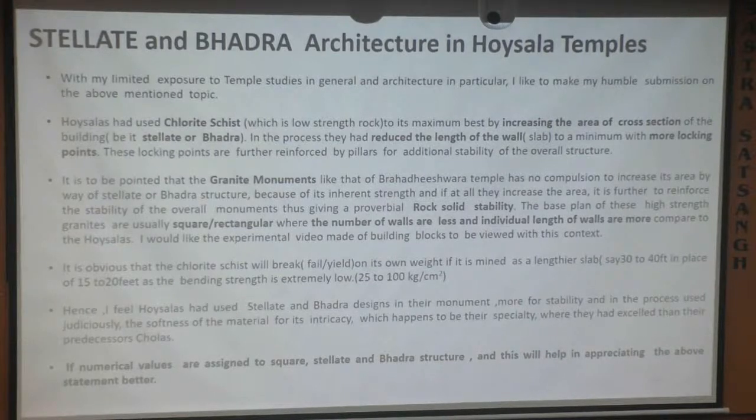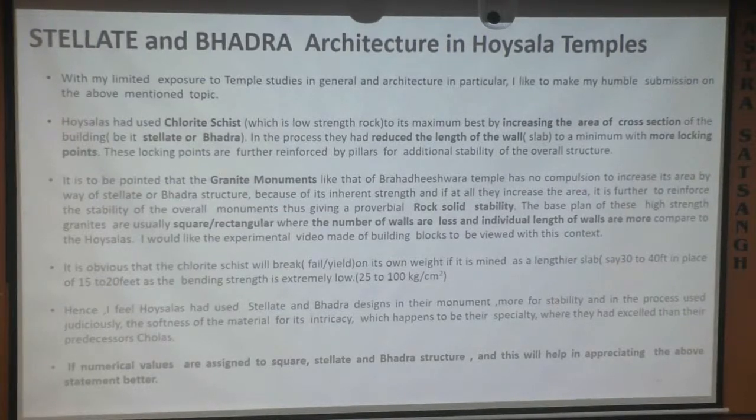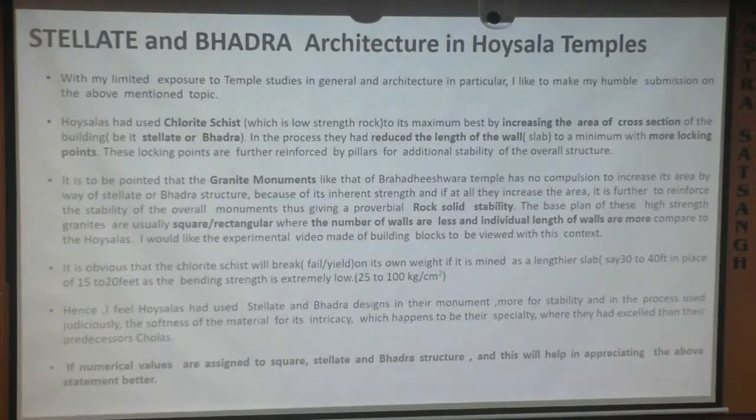So in short, Hoysala used chloride schist, which is a low strength rock, to its maximum best by increasing the area of cross section, be it stellate or Bhadra. In the process, they had reduced the length of the wall to a minimum with more locking points. These locking points are further reinforced by pillars for additional stability of the overall structure.